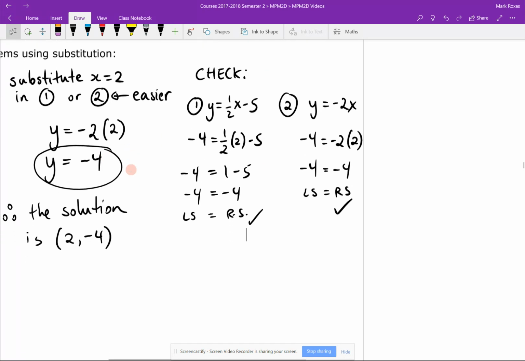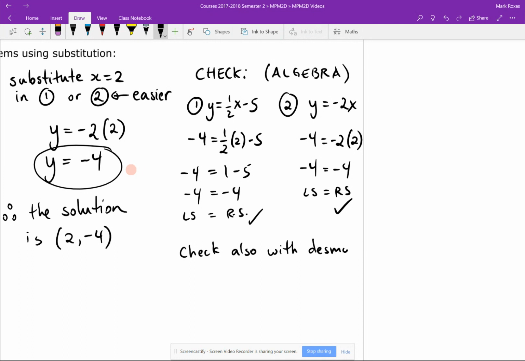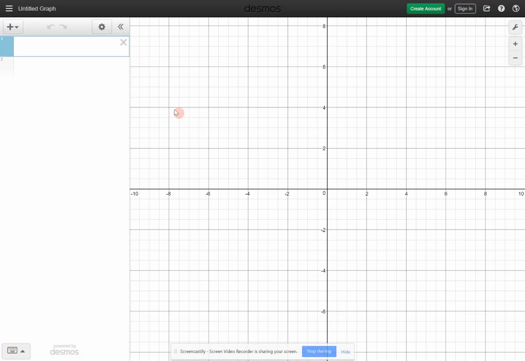Okay, so this is checking using algebra. Now, if you're doing your homework, you can also check using Desmos. So, check also with Desmos. But on a test, you may not have Desmos there. You have to use algebra. But if we did check using Desmos, what would that look like?